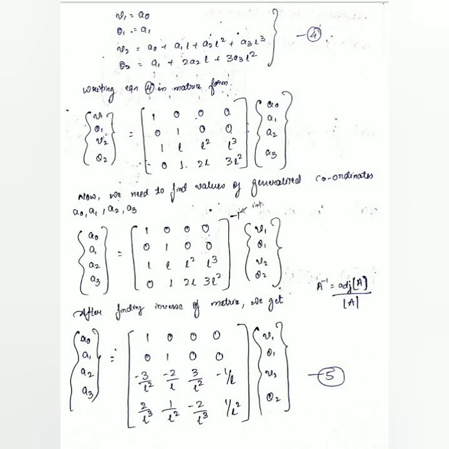Again rewriting equation 4 in matrix form, which is shown here, and writing the expression in matrix form for a0, a1, a2 and a3 in the form of this matrix multiplied by the matrix v1 theta 1 v2 theta 2. We already discussed in module 1 how to find the inverse of a matrix. So finally, writing that inverse of the matrix and substituting in this equation, we get the following equation, that is equation number 5.